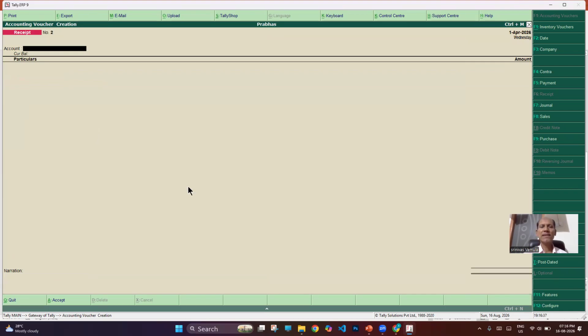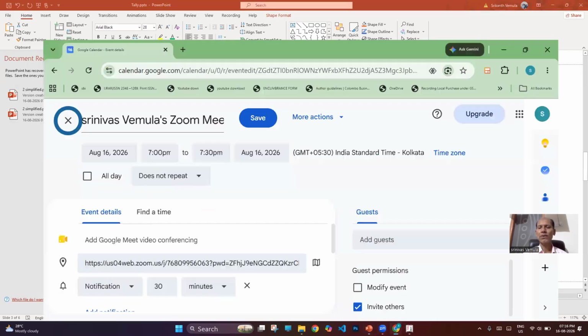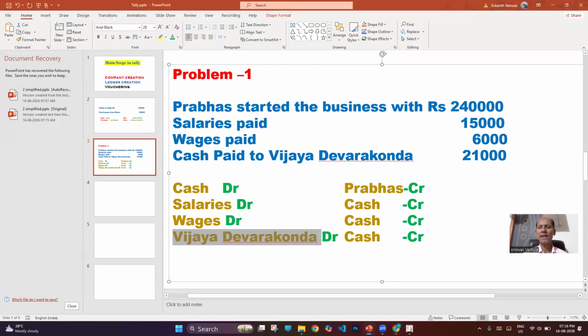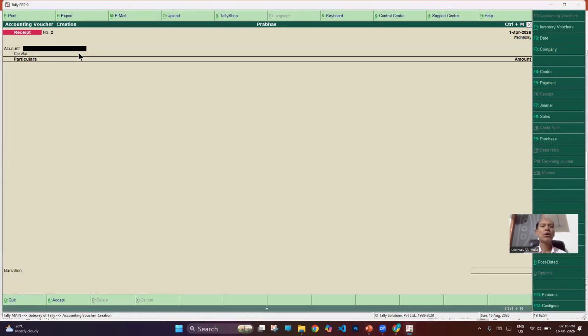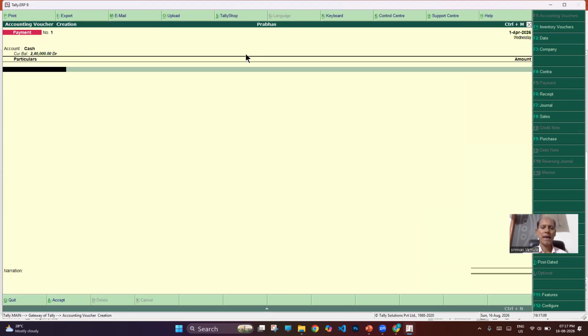Next. What is the next transaction? Salaries paid. How much amount? 15,000. Salaries paid, so it is not the receipt. It is the payment. So we have to select the payment voucher. Cash, enter. And for salaries, we have paid.